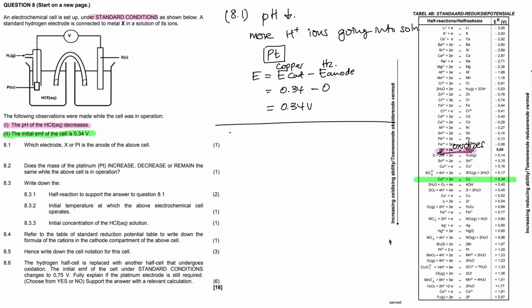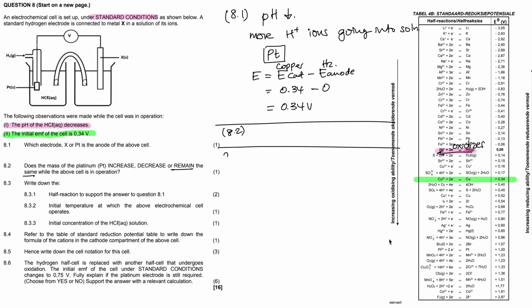Now, question 8.2. Does the mass of platinum increase, decrease, or remain the same? It remains the same. The reason why it remains the same is because if you consider the hydrogen, H2 is a gas. And when it oxidizes, it's forming H plus, which is aqueous, it's in solution. Now, for the reaction to occur, there must be a surface for this thing to occur on. Now, you need to choose a surface that is unreactive. Platinum is such an example.